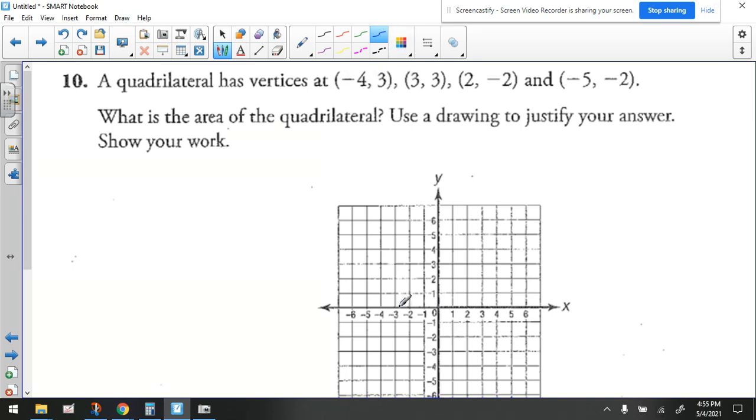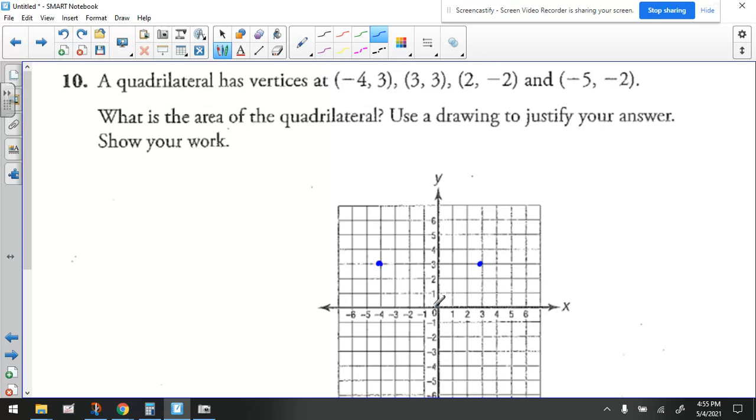(-4, 3), that means we have to go left 4 and up 3. We have to be very careful with our plotting because one little tiny mistake can really make a difference. We'd get the wrong answer, quite frankly. We have to plot (3, 3), so that means we go over to the right 3 and up 3. That's going to go right there.